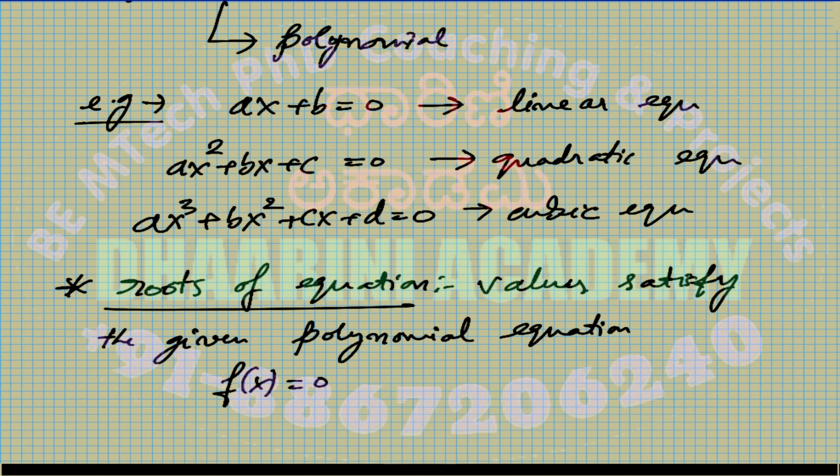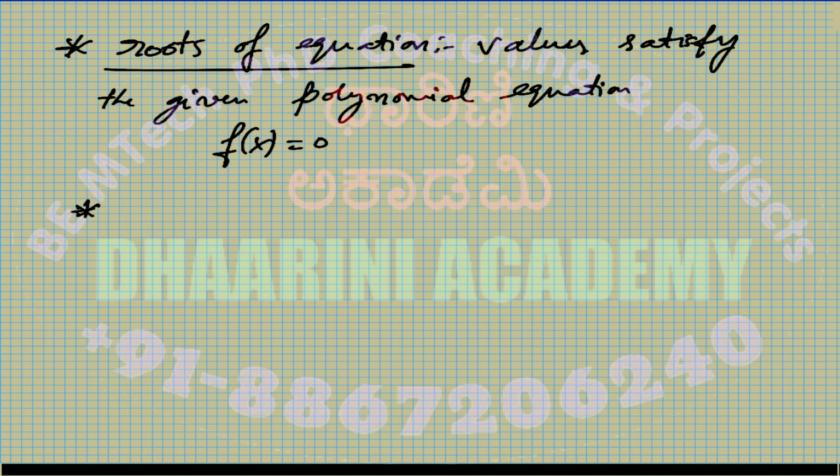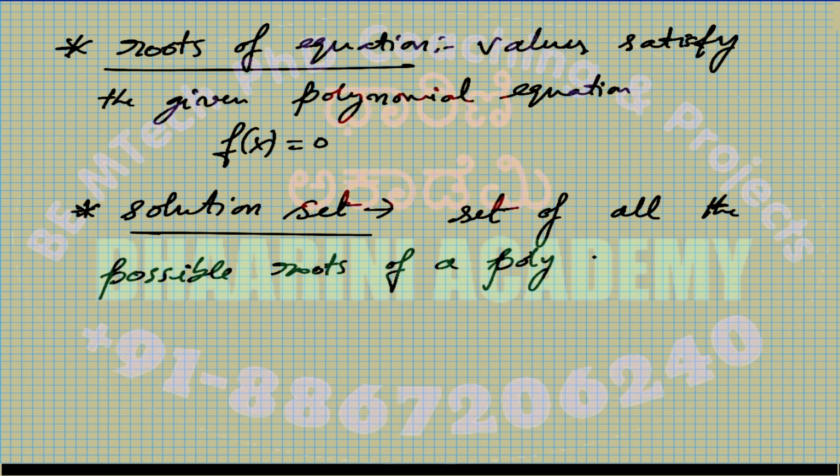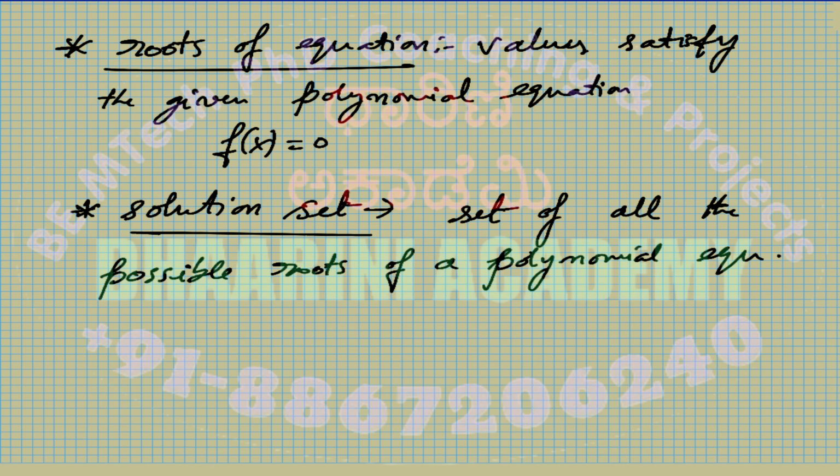Then the next important term here is the solution set of an equation. This is actually a set of all the possible roots of a polynomial equation. So for example, if there is a cubic equation, we have three roots. The set of all the three roots is nothing but the solution set of that equation.